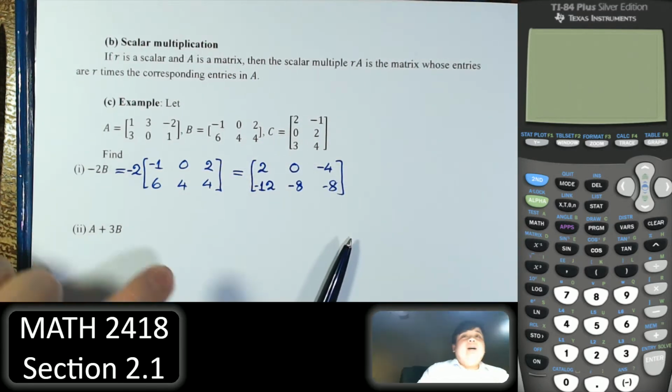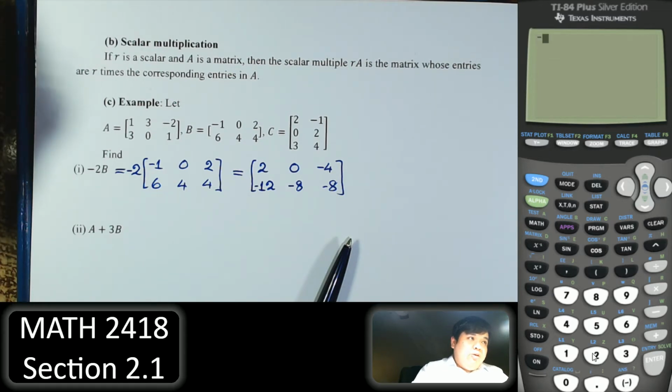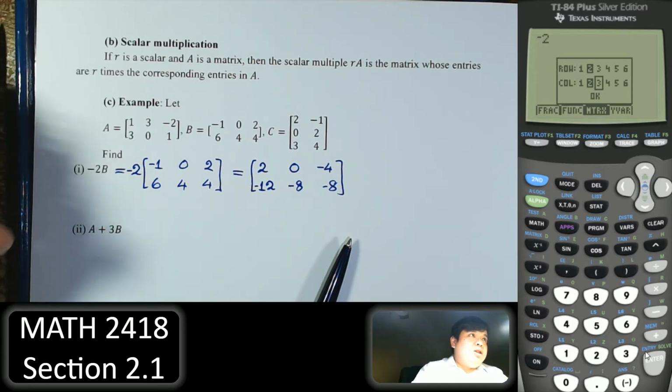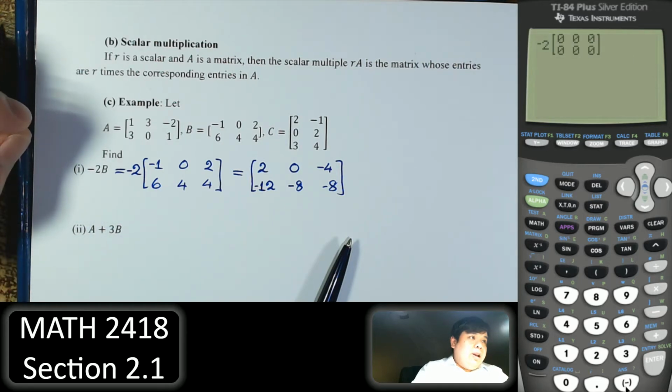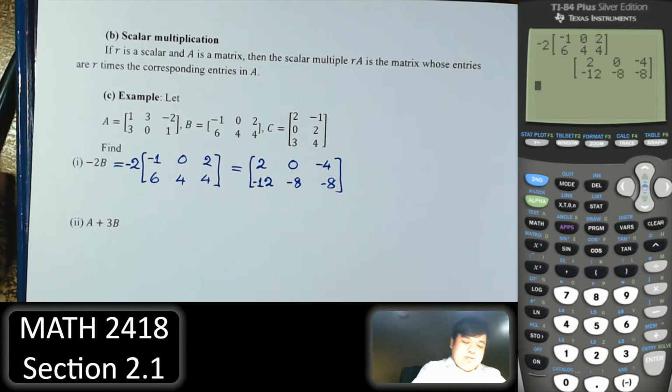Right. Of course, if we have a calculator, we enter negative 2 first, and then the matrix, 2 rows, 3 columns: negative 1, 0, 2, 6, 4, 4. And that was straightforward.